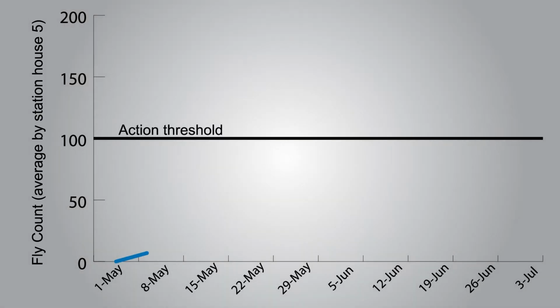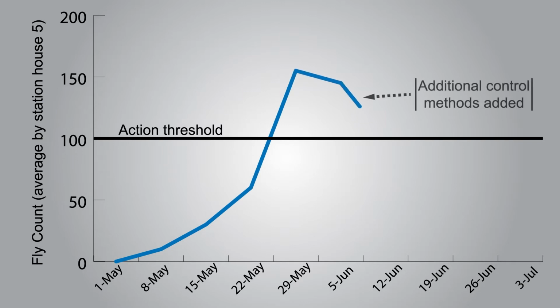As you can see, the fly count rises until it exceeds the action threshold. At this point, you should implement additional fly control that goes beyond the methods you currently have in place to bring the population below the action threshold line.